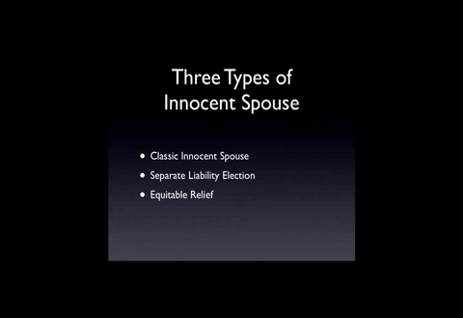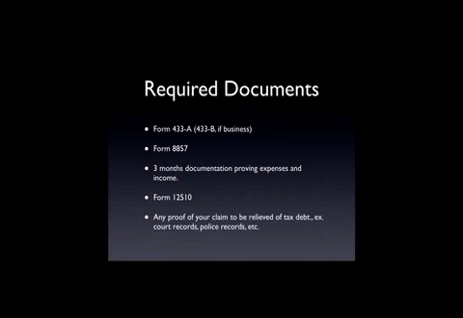The third type of innocent spouse is what's called equitable relief. That means essentially that even though you don't qualify for one of the first two types of innocent spouse relief, it's unfair to hold you responsible, or it would create an economic hardship to force you to pay. That means you don't have the means to repay the liability, and that's a key factor in equitable relief. What documentation do you need to apply and sustain an innocent spouse determination?